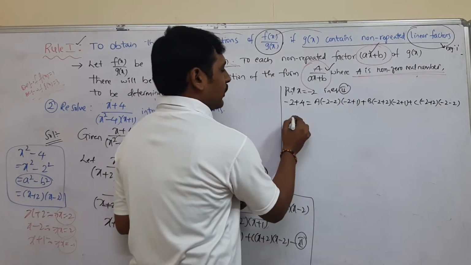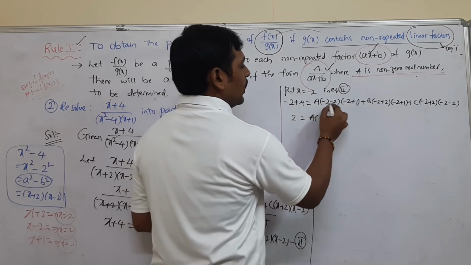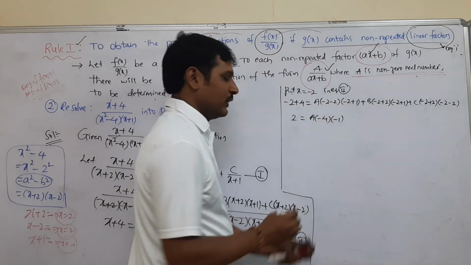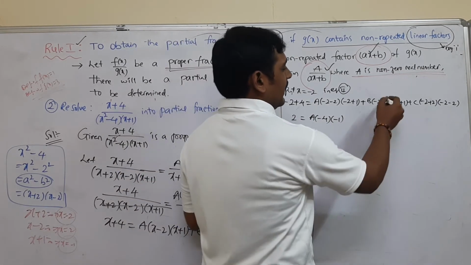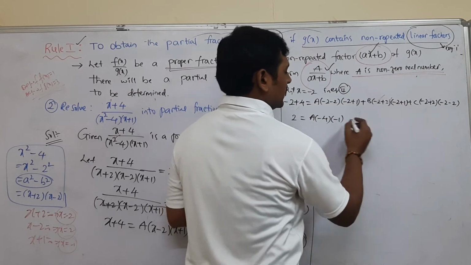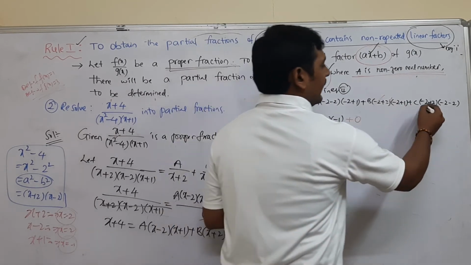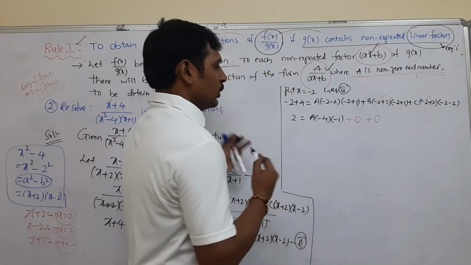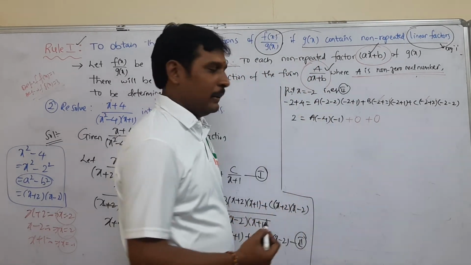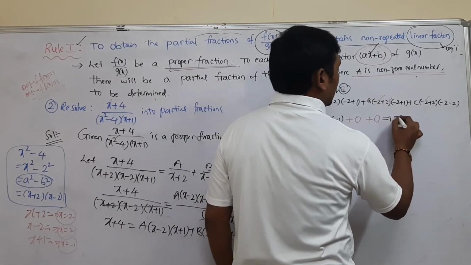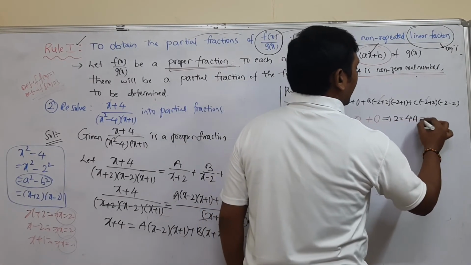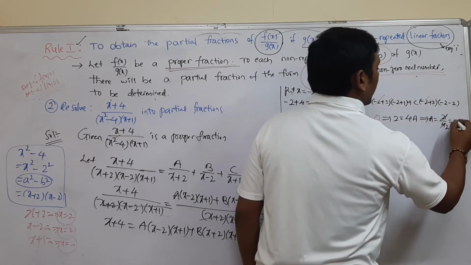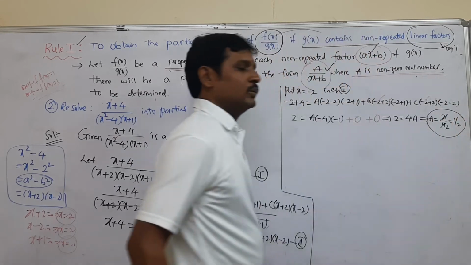So minus 2 plus 4 is 2, and a into minus 2 is minus 4, minus 2 plus 1 is minus 1. And here you can clearly see minus 2 plus 2 gets cancelled, so the entire term becomes 0. And here minus 2 plus 2 gets cancelled, the entire term becomes 0, right? So what is this? Minus 4 into minus 1 plus 4. So what can I write? We can write 2 equals 4a, nothing but a is equal to 2 by 4, nothing but 1 by 2. We got a value.